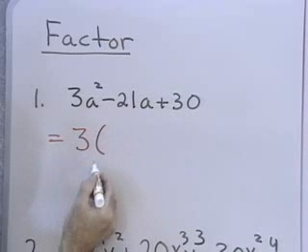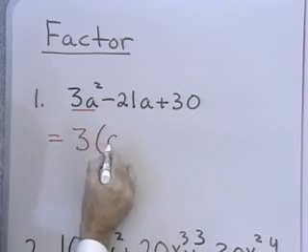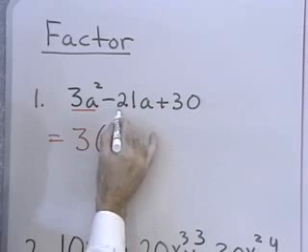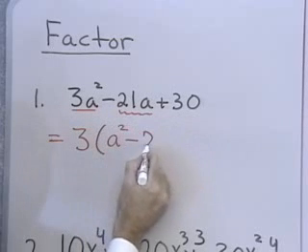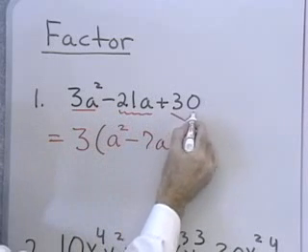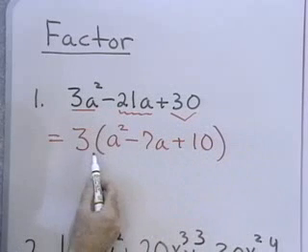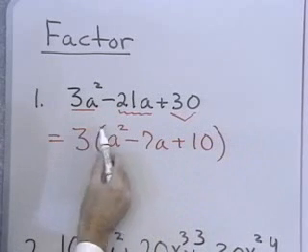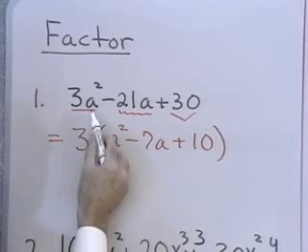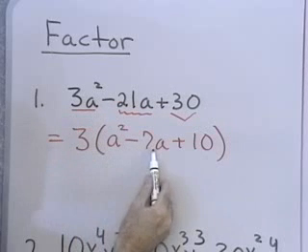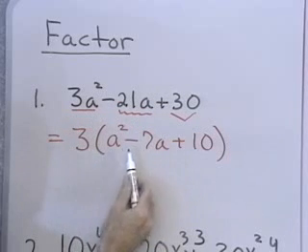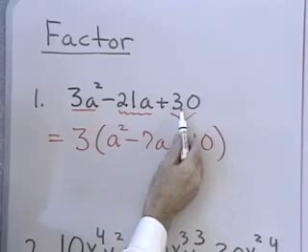If I factor it outside, what's left in the first term will be a squared. In the second term, what will be left will be 7a. And in the last term, what will be left will be 10. So I can always check to see that this is correct by multiplying it back out. 3 times a squared, 3a squared. 3 times negative 7a, negative 21a. And 3 times 10, 30.